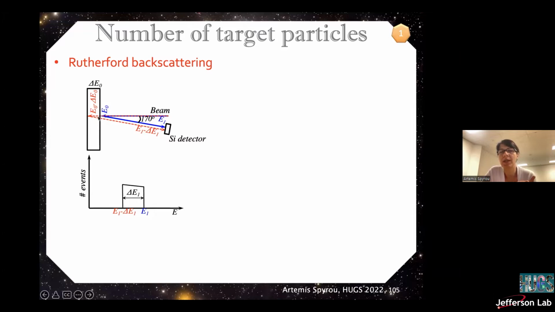Now you cannot apply this to very thick targets. As the target gets thicker and thicker, there is more and more energy loss, and at some point it's what we call an infinitely thick target. Instead of just being a distribution like this, it goes all the way to zero, and then you cannot tell your target thickness anymore.